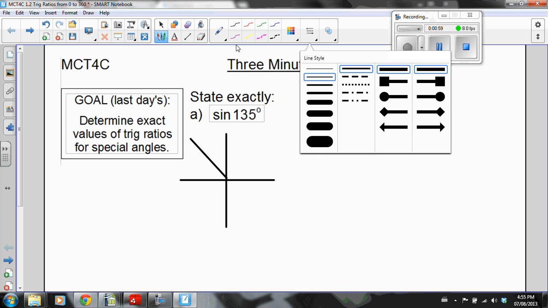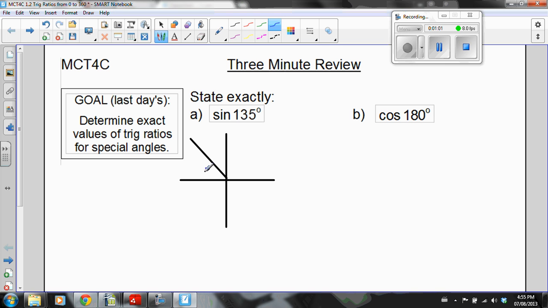Let me write that in there. That's 45 degrees right there. So this is 135 degrees. There's actually 2 ways we can state the sine of 135, and one way is to construct our special triangles, right? The special 45 triangle is the 1, 1, square root of 2, isn't it?